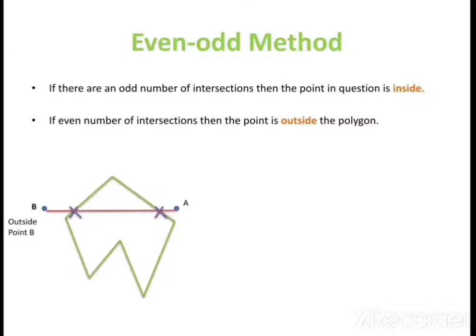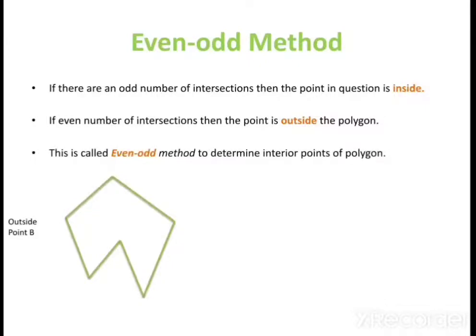So, this is the inside and outside test, which is also called the even-odd method. This method is called the even-odd method to determine interior points of a particular polygon. What will be the problem with this? This method fails when the intersection point is a vertex itself. If a line is passing through any vertex of the polygon, that vertex is also the intersection point, then we have to see how the even-odd method is going to calculate that intersection point.